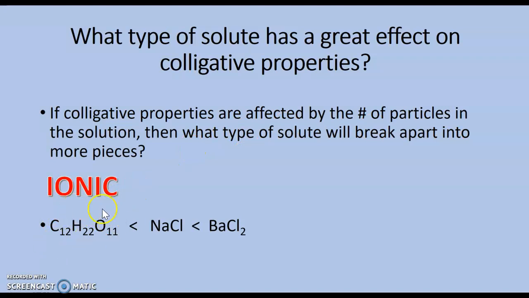So right here, this is a sugar molecule. Sugar would have the least effect on the boiling and freezing point. Table salt or sodium chloride will have a slightly higher effect, and then barium chloride will have the highest effect. Why? So sugar, being covalent, is not going to break apart, so it stays as one piece. NaCl breaks apart into two pieces, and BaCl2 will break apart into three. So the more pieces, the higher the effect.